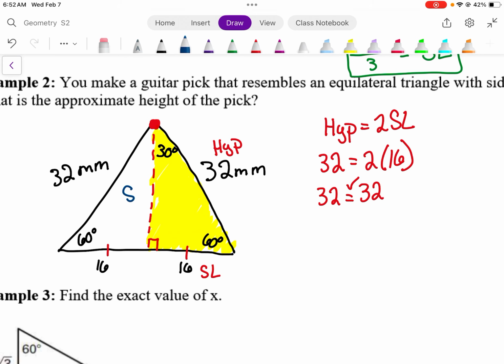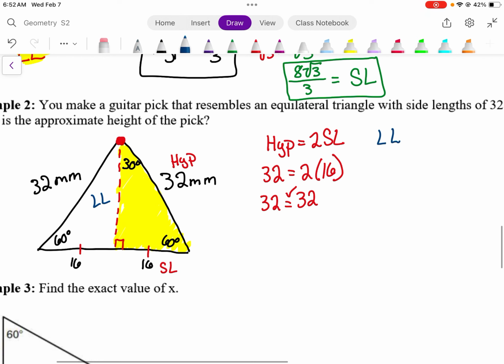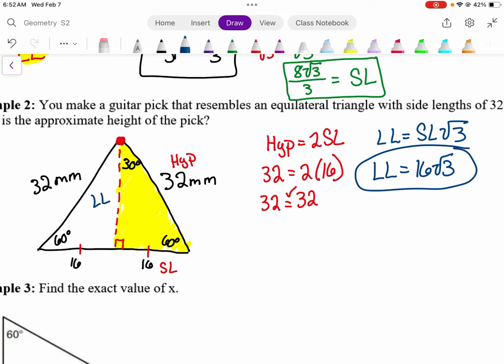Then we need to figure out the length of the long leg. And the formula for the long leg is the short leg times the square root of 3. And the short leg was 16. So this one doesn't require much work. It is just going to be 16 square roots of 3.